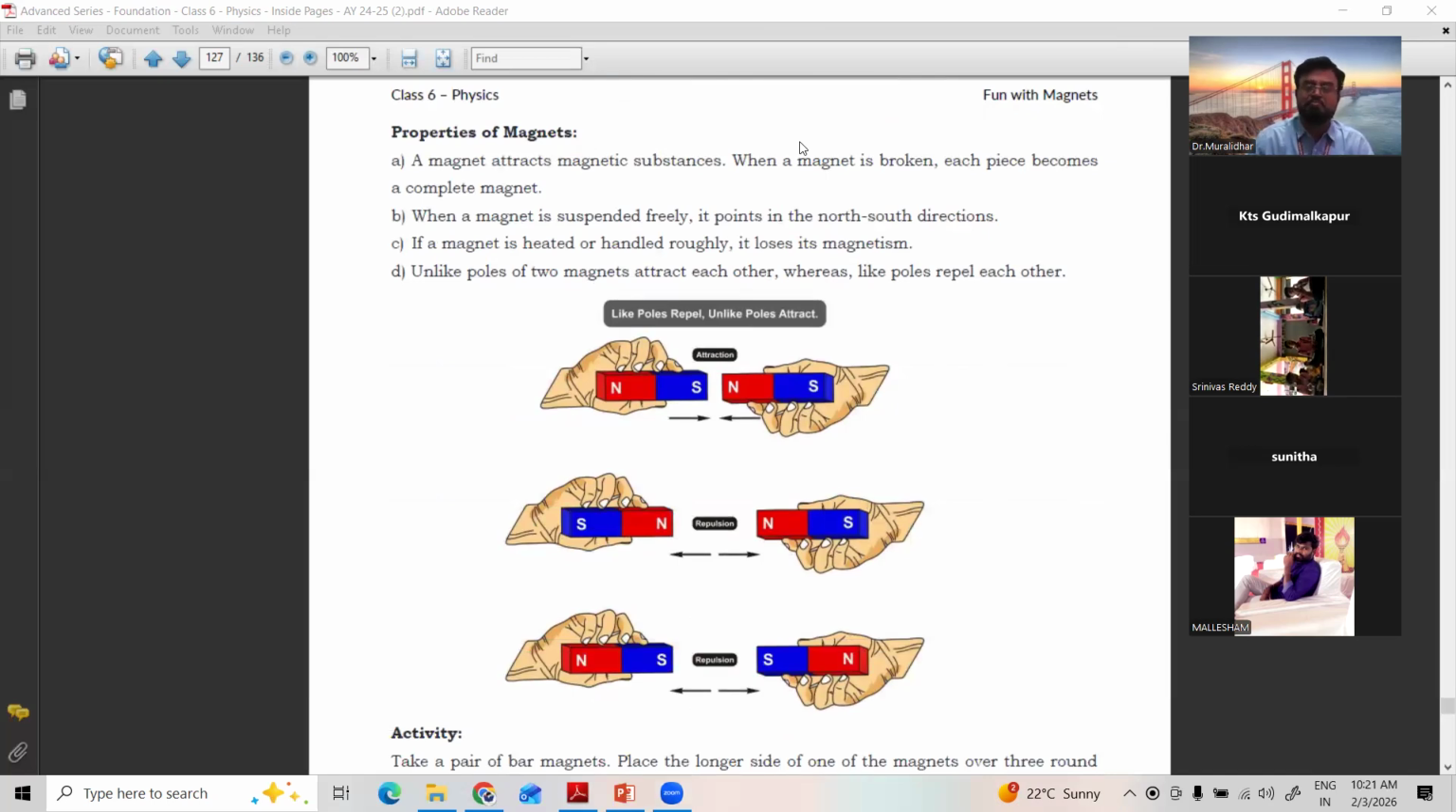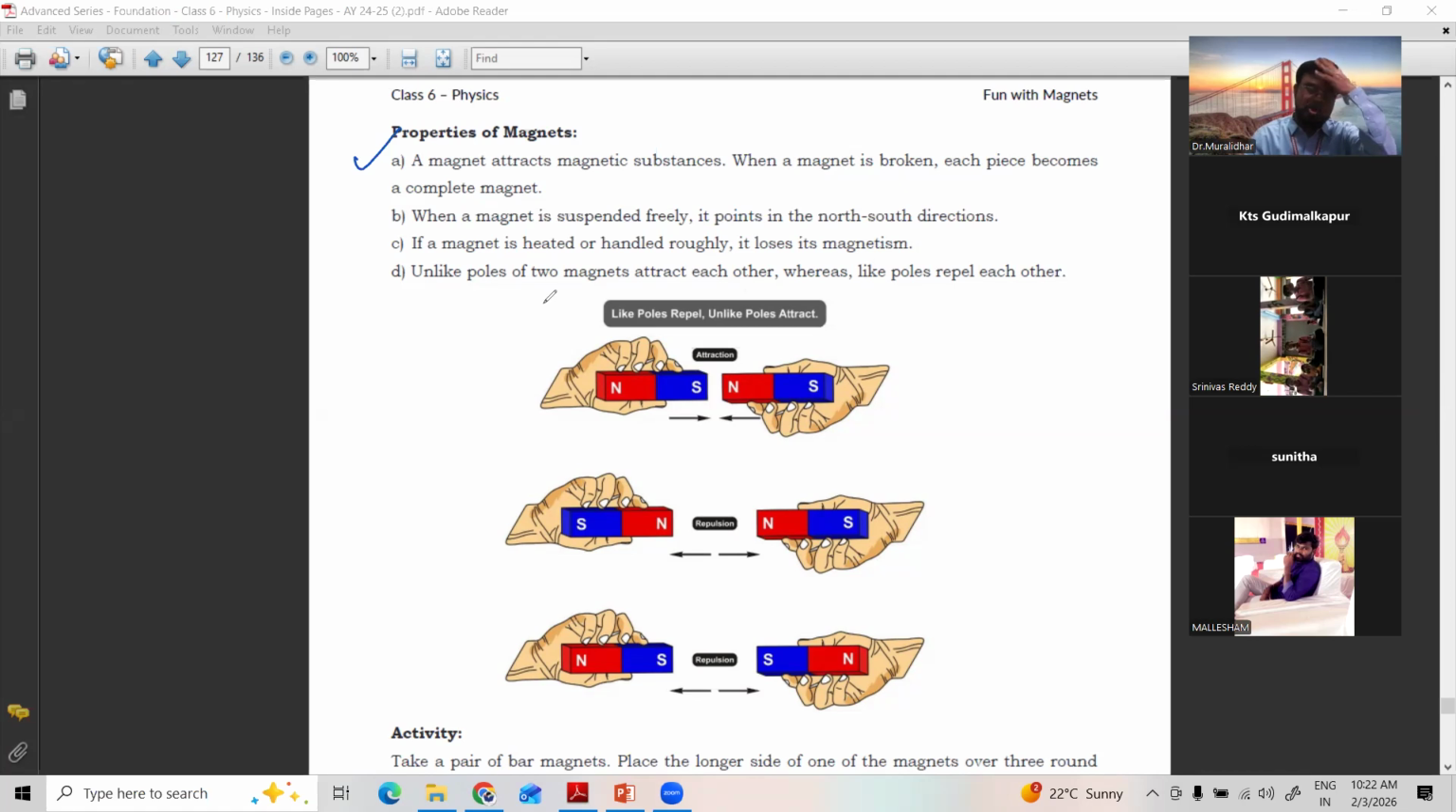Now, properties of magnet. Whenever they first got the magnet in the form of a black stone, they studied the properties first. So first, a magnet attracts magnetic substances. When a magnet is broken, each piece becomes a complete magnet. I told you yesterday, you break a magnet into any number of pieces, each piece will get a pair of magnet poles. Every piece will get north and south pole.